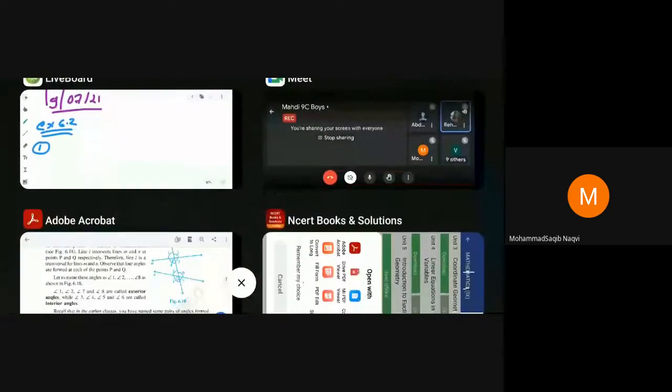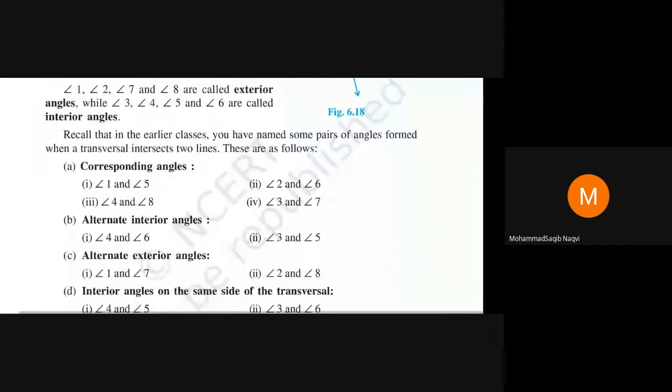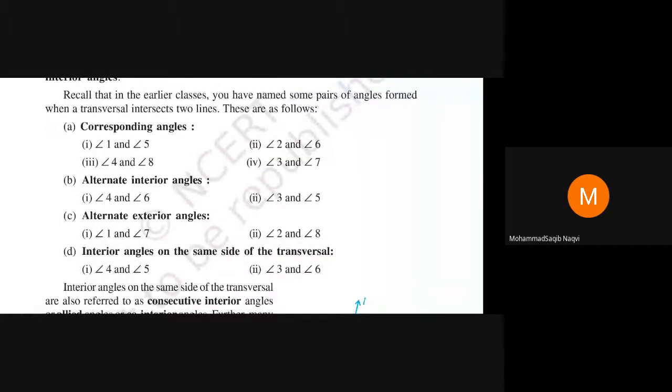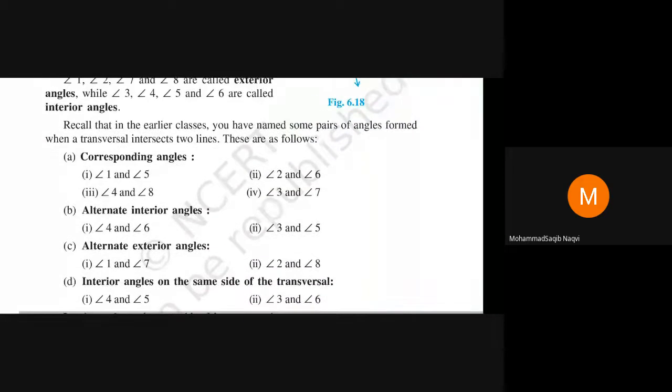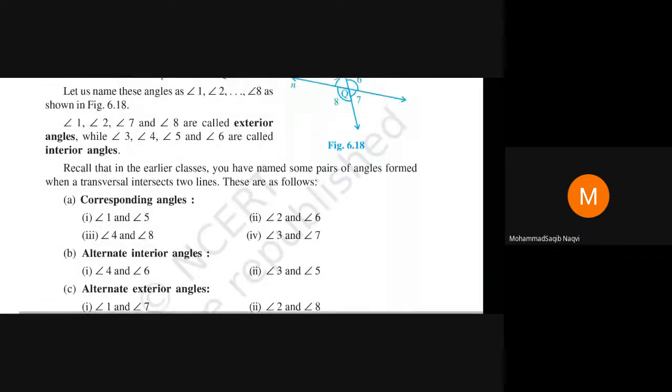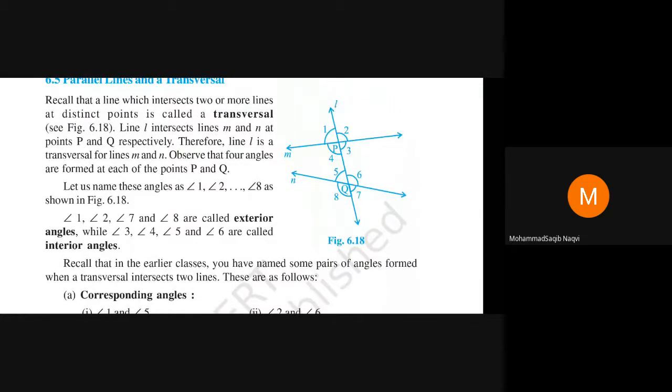Okay, you can see question number one. One angle we left here. It is corresponding angles. Just see here on the figure.